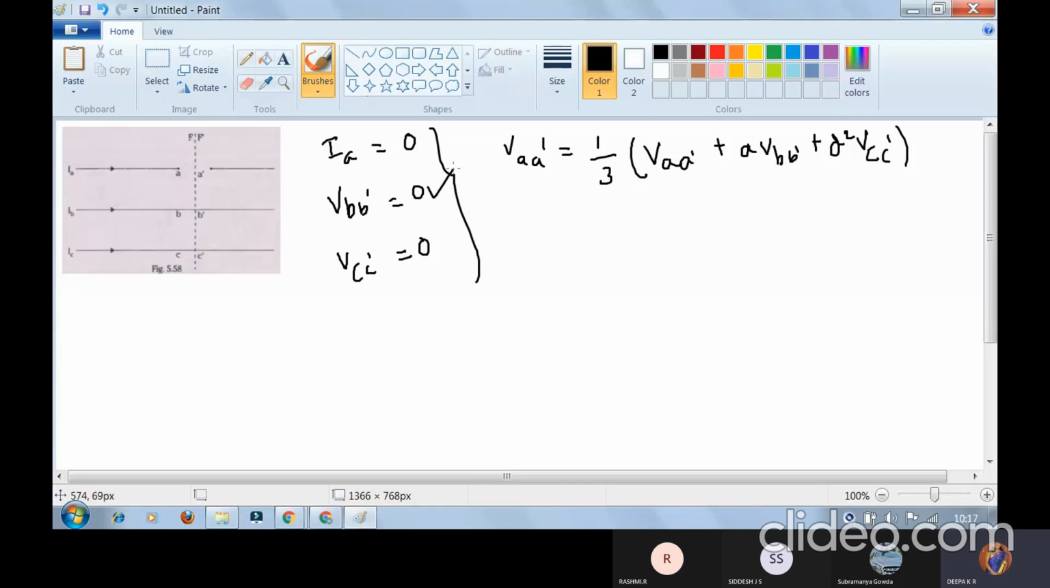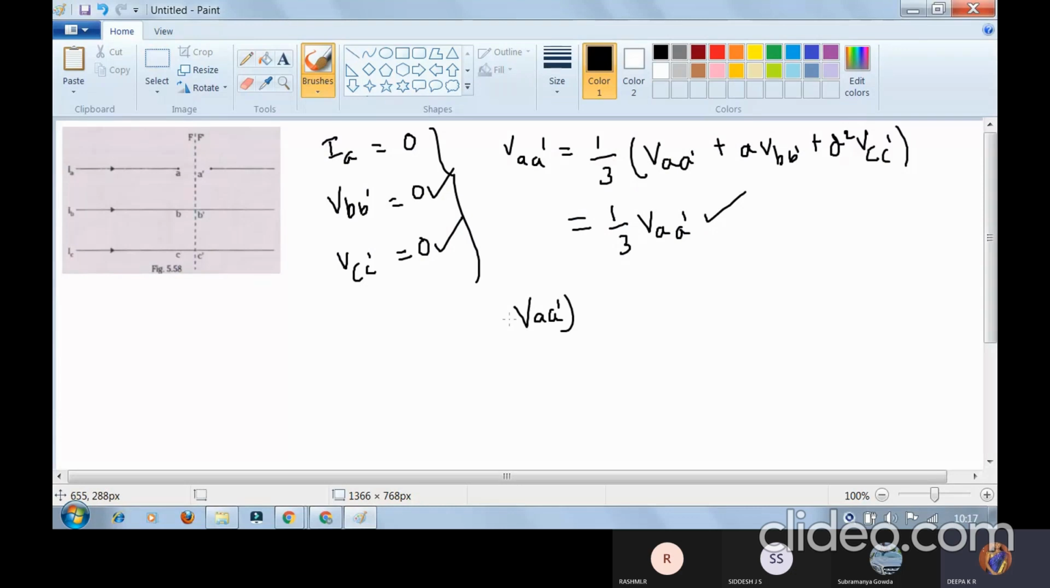VB dash is 0, VCC dash is also 0. So what is left out? We are going to get an answer of 1 by 3 into VAA dash. So the first phase, positive sequence, is over. Next I need to go for the second one, that is negative sequence, VAA dash.